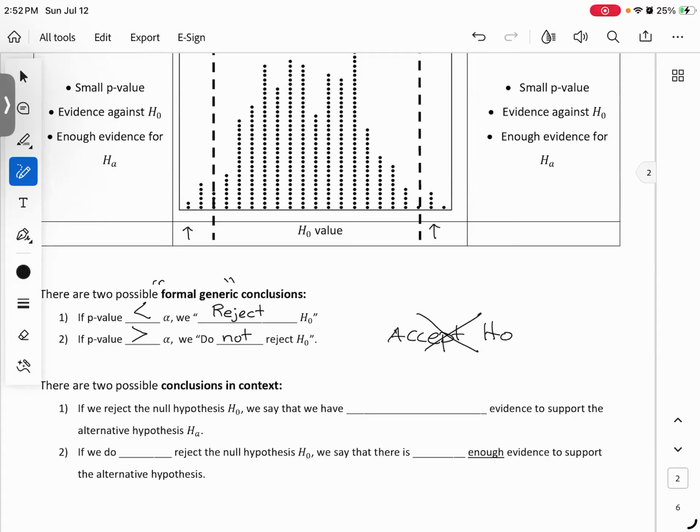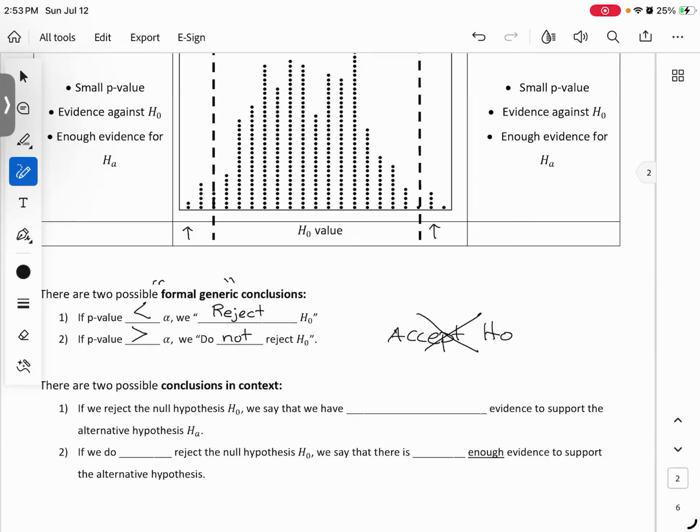Maybe there's something I missed. I'm going to collect some more evidence. I'm going to come back and try again. All right. So yeah, never ever. Same thing with hypothesis test. You either say you reject the null hypothesis, or you say you don't have enough evidence, but you never ever say you accept it. All right.